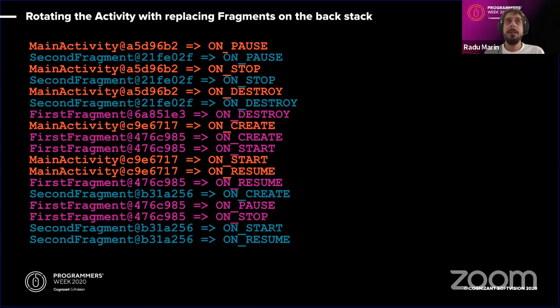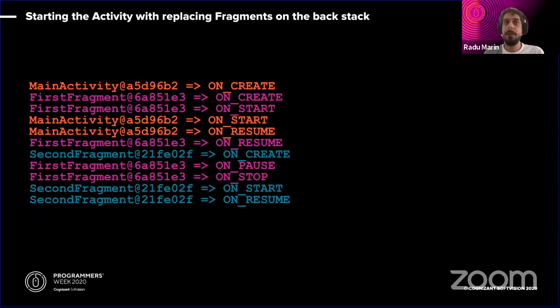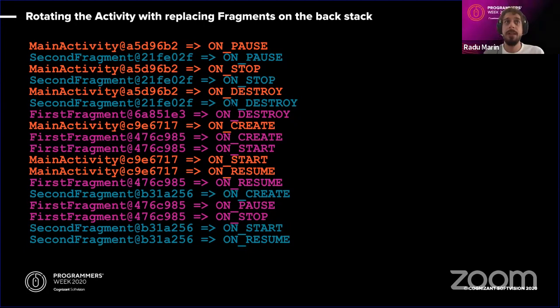So yet again, main activity gets paused, second fragment gets paused, so they lose focus, then they lose visibility, and then all three of them get destroyed. Don't forget that the last step, when you replace the first fragment, it lost visibility and focus, so now it doesn't anymore, but it still gets destroyed. And then we see the recreation.